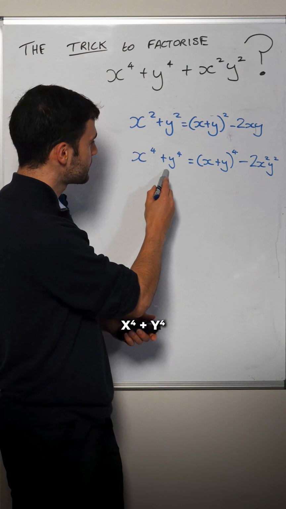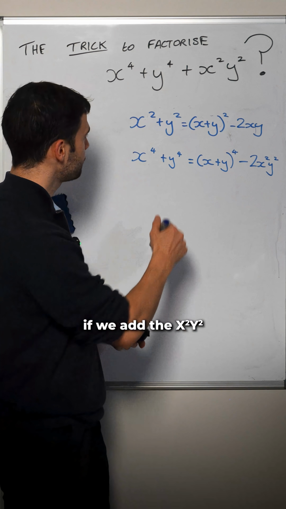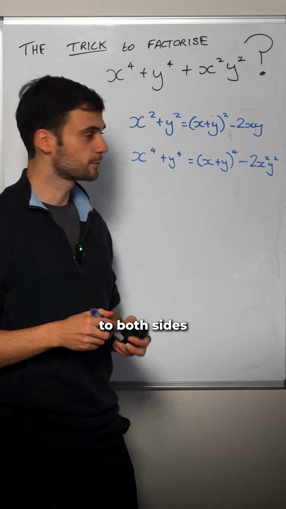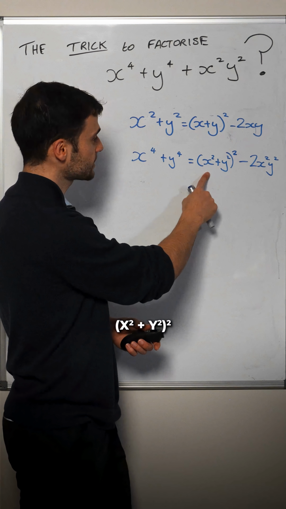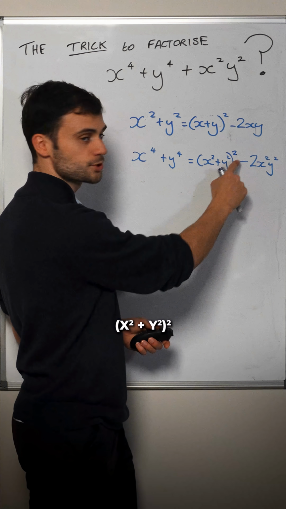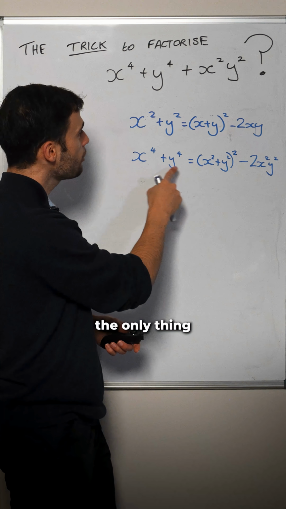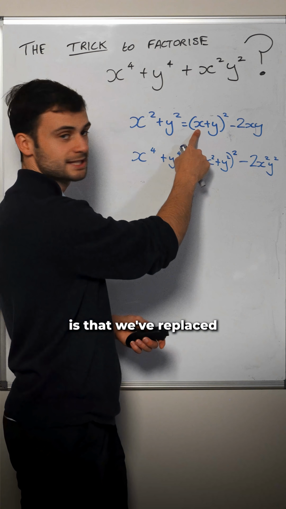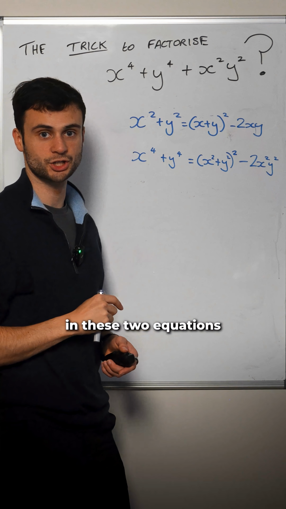x^4 + y^4 = (x^2 + y^2)^2 - 2x^2y^2. If we add the x^2y^2 to both sides, we get x^4 + y^4 equals (x^2 + y^2)^2 minus 2x^2y^2. So just comparing these two, the only thing that's changed here is that we've replaced the x with x squared and the y with y squared. Everything else in these two equations is the same.